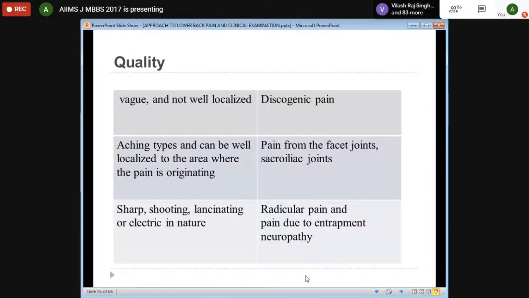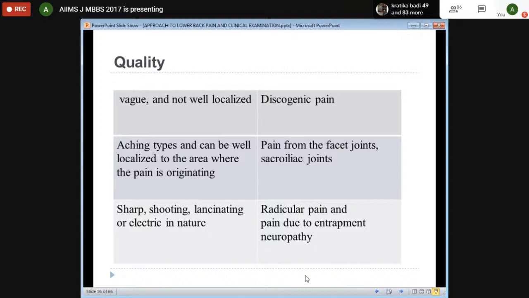The quality of the pain is again important while assessing the pain in the case of low back pain. In any painful condition, not only in the spine, in any painful condition, quality of the pain is essential. It is vague or not well localized in the case of discogenic pain. As I said, discogenic pain is very difficult to diagnose. The pain character in discogenic pain is vague, and it is usually not associated with any type of relieving or aggravating factors.